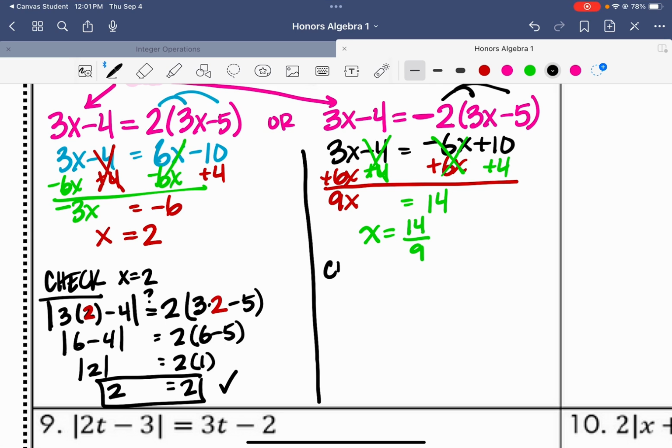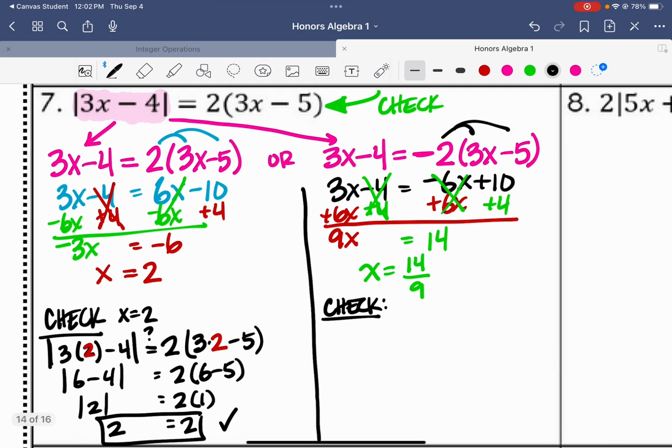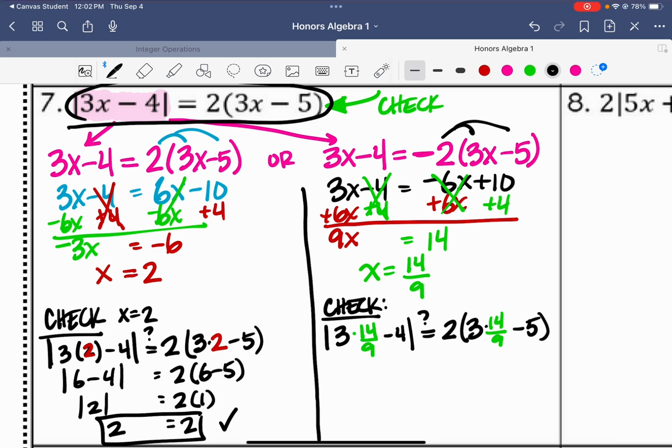This one might be a little bit trickier because of the fraction, but it's doable. So I'm going to substitute it back into the original, the absolute value of 3, and then I have to put in 14 ninths in place of x, and then minus 4. That has to be, is it equal to 2 times 3 times, now we got to put in that 14 ninths, and then minus 5. Okay, so remember this is where I'm substituting back into.